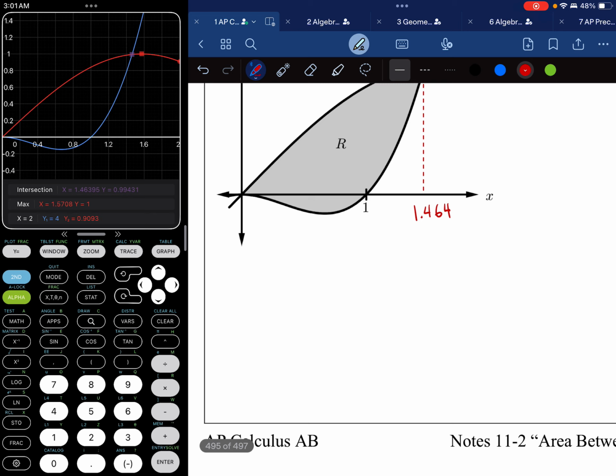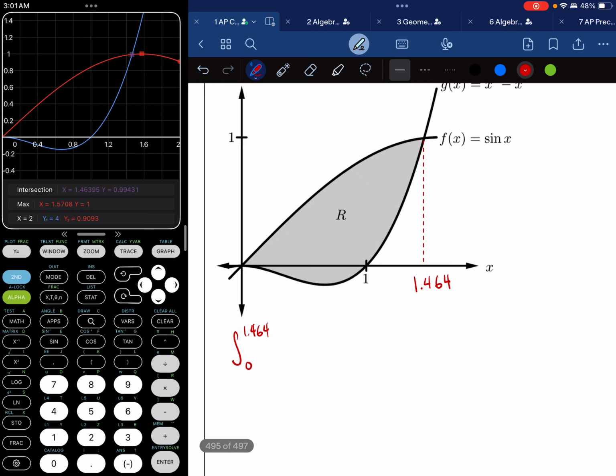All right, so I have everything set up. Again, my definition of the area between two curves is just top minus bottom. If you do bottom minus top, I'll show you what happens later. But it'll be just a negative, and you just forget the negative, and you're good to go, right? So this is going to be the integral from 0 to 1.464. The top function is this function right here, which is sine of x.